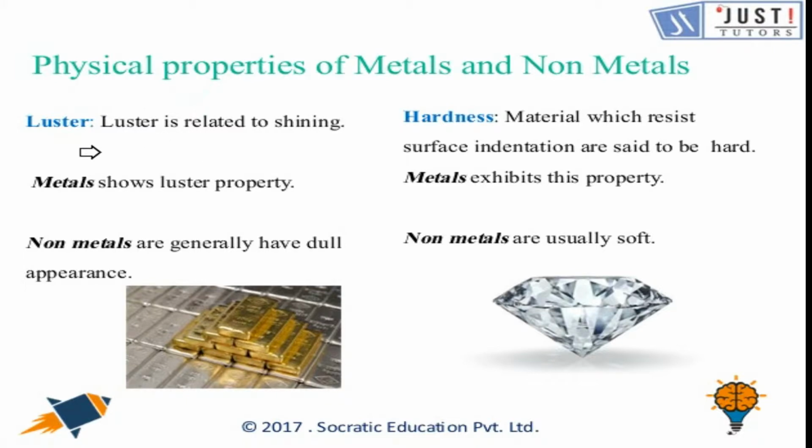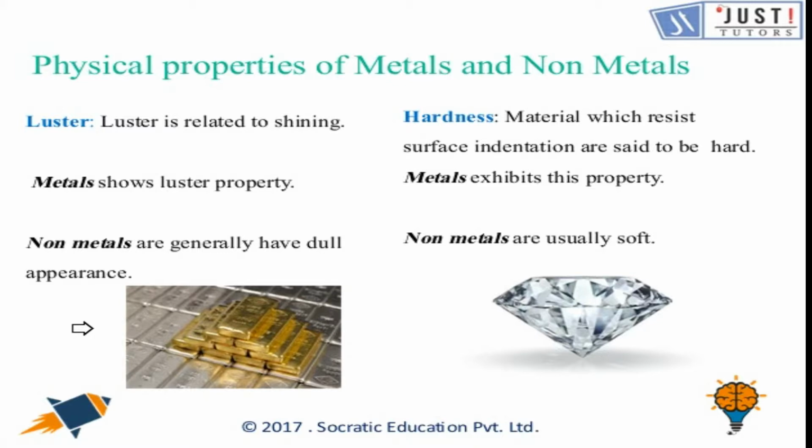Now next we have the luster property. Luster is related to shining, like, do they have a shining surface or not? Metals show the luster property. We know that gold, copper, and silver have shining surfaces, while non-metals generally have a dull appearance. Although we have an exception here: iodine and diamond have the lustrous property.